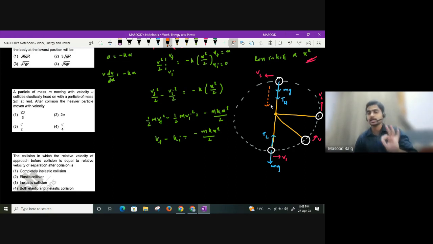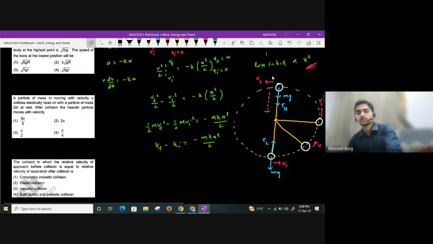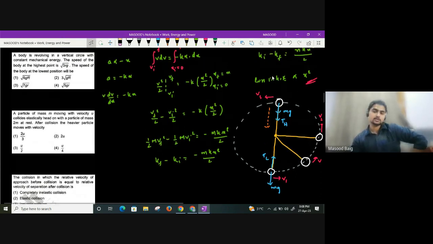Usually in the critical condition, tension at the highest point will be 0. Speed at the highest point, you will get as root over gr. But here, the speed at the highest point is given as root over 3gr. It means tension is non-zero. It is not a critical condition. It would be critical if the speed at the highest point is equal to root gr. In the critical condition, we can remove tension, and only weight will give the necessary centripetal force. But this is not our critical condition.